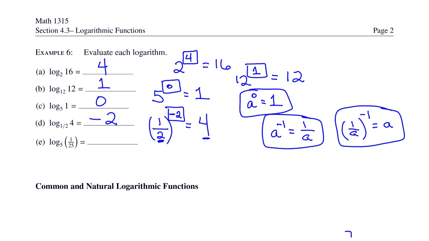Lastly, E, log base 5 of 1/25. So 5 raised to what power is equal to 1 over 25? Well, it's the same thing. To go from 5 to 25, you need to square it. And to go from non-reciprocal to reciprocal form, you need a negative. So the answer is negative 2.